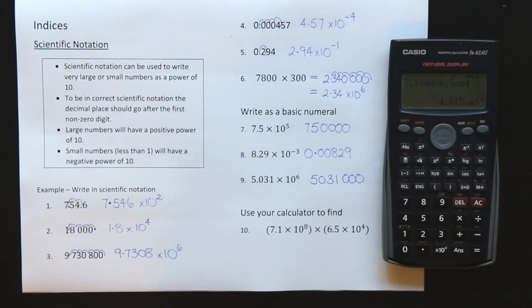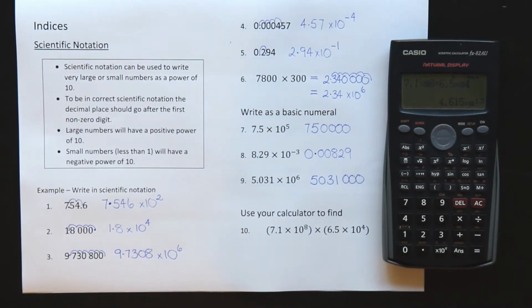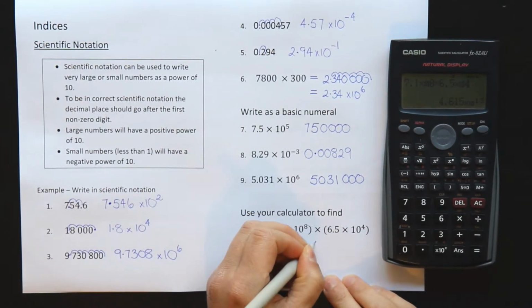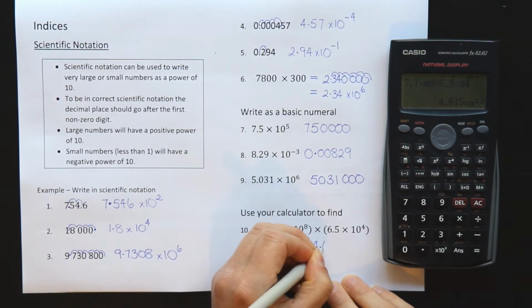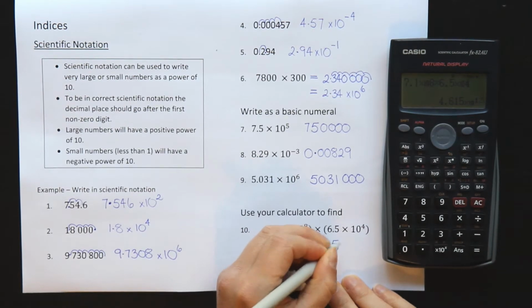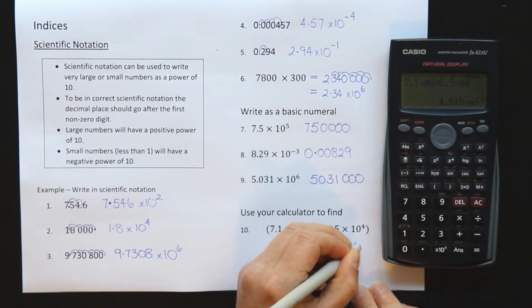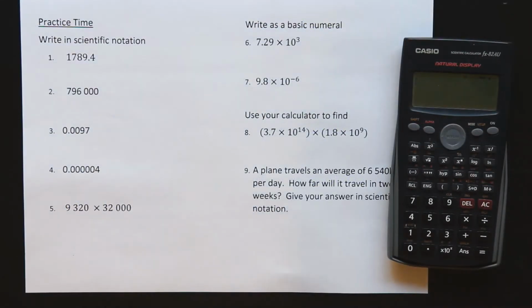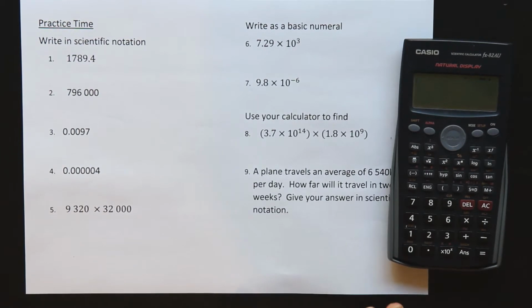Okay, and my calculator actually put that in scientific notation for me. So my answer is 4.615 times 10 to the power of 13. So on the next page, it is practice time. So pause the video, have a try of these questions. They're just like the ones we have just done together, and restart the video to see how you went.